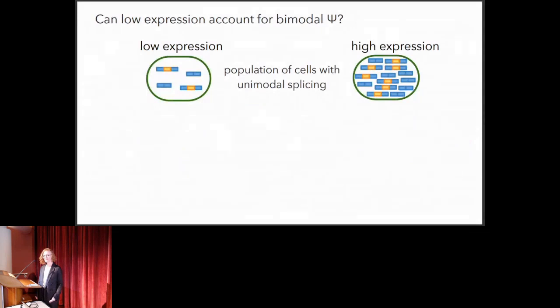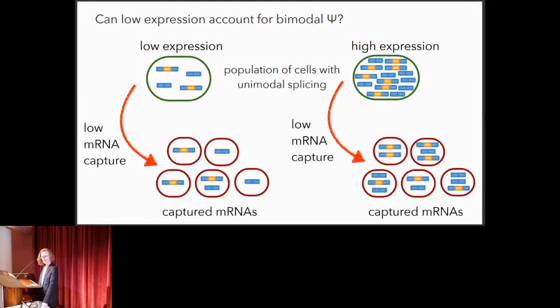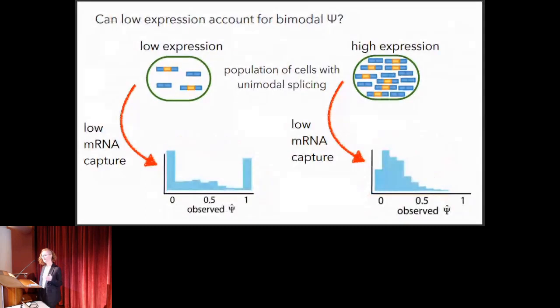The model is that if you have a gene with low expression across a population of cells that are overall pretty similar, when you lose 90% of the mRNA in making your single cell libraries, you're likely to recover a limited number of isoforms of that gene. Whereas if you have a gene with high expression originally in a whole population of cells, you're likely to recover a higher variability, higher diversity of transcripts. And so this could produce the pattern that we see.